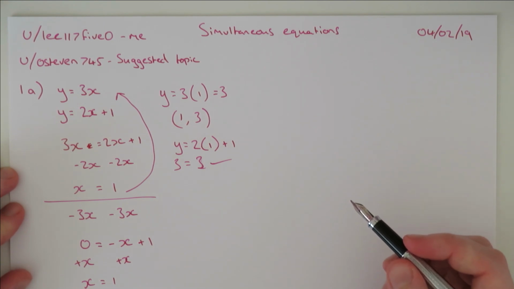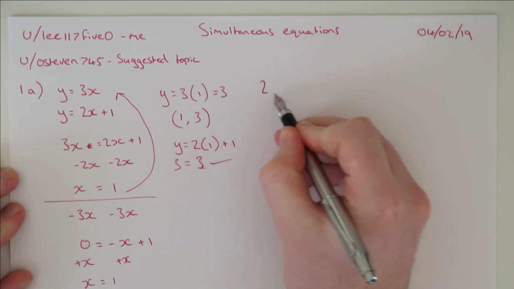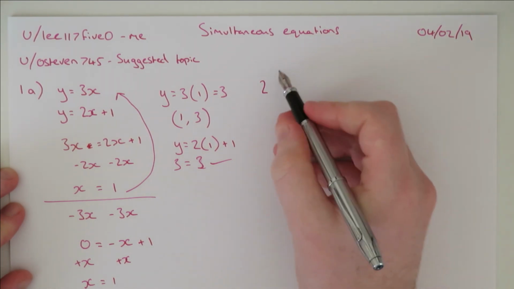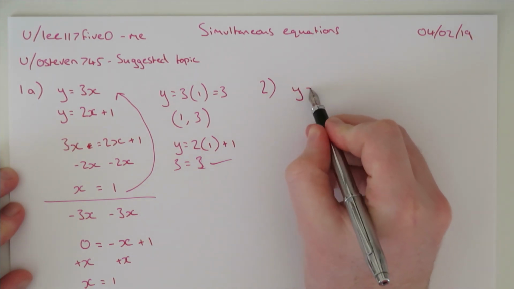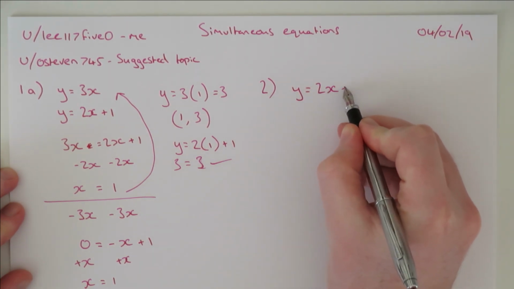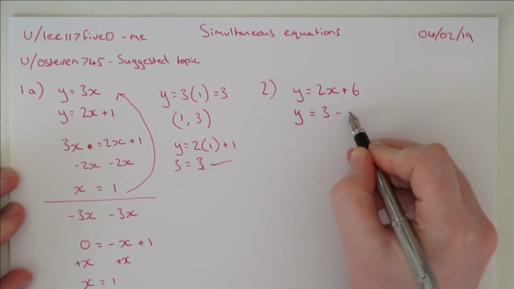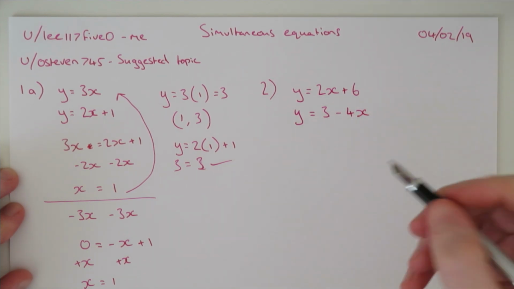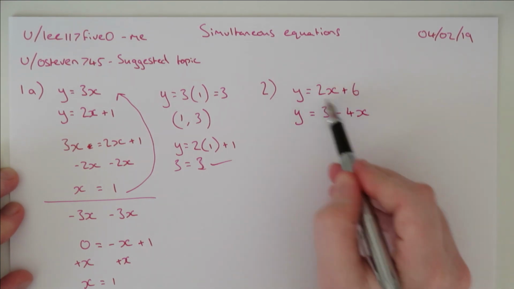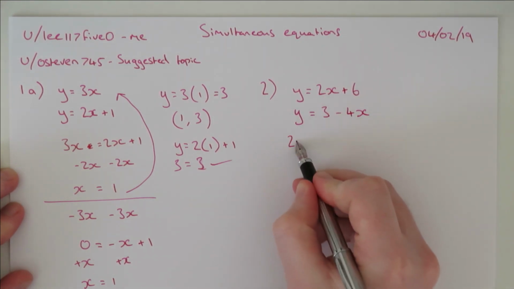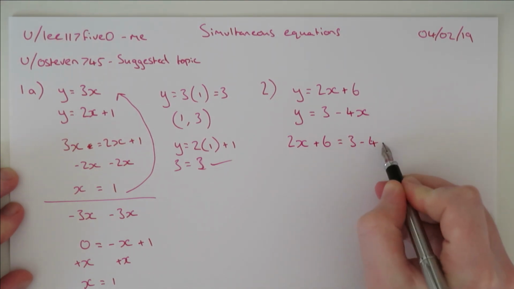So let's take a look at another question a little bit like this, but slightly more complicated. So question 2. We have y is equal to 2x plus 6 and y is equal to 3 subtract 4x. Okay, so the same thing here. You've got y equals something, so you simply say that that equals that. 2x plus 6 is equal to 3 subtract 4x.